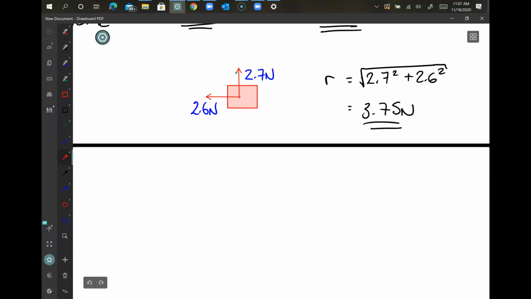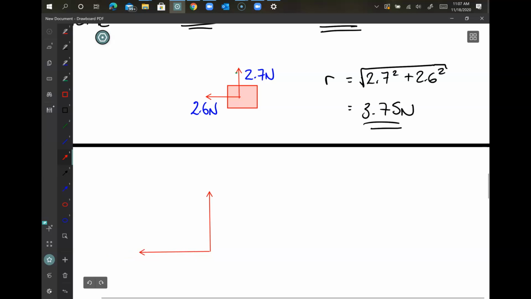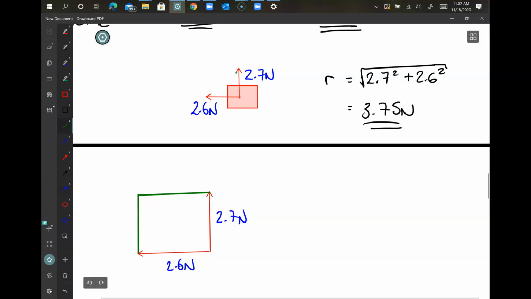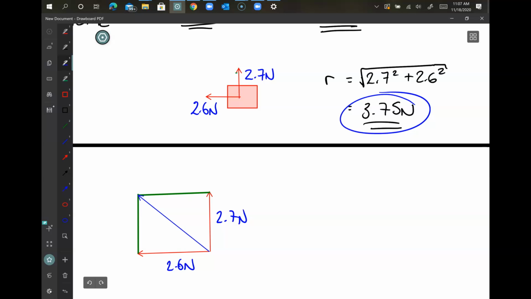So if I just take my two vectors, I'm just going to redraw them over here, slightly different scale, just so I can see them. 2.7 newtons, 2.6 newtons. We know that the resultant vector is the one that kind of completes this box here. So it'll be this blue arrow. We just worked out the length of it. It's 3.75 newtons big, right? 3.75 newtons big. Now, in terms of describing the angle, where should we measure it from?